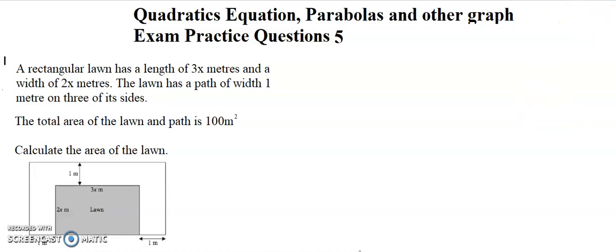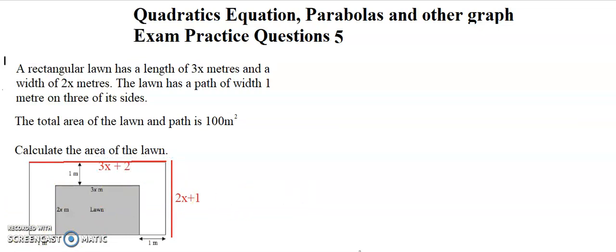So if we know the total area of lawn and path is 100 meters squared, the first thing we need to do is look for the total width, and the total width must be the 2x. So the 2x, and we need to add the path width in, and the path width is plus 1 meter. Likewise, if I look at the length, the length is from here to here. Now I need to think about that as the lawn length, which is 3x, plus the 1 meter of the path.